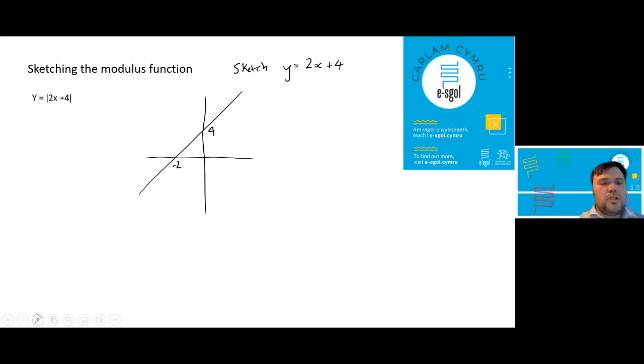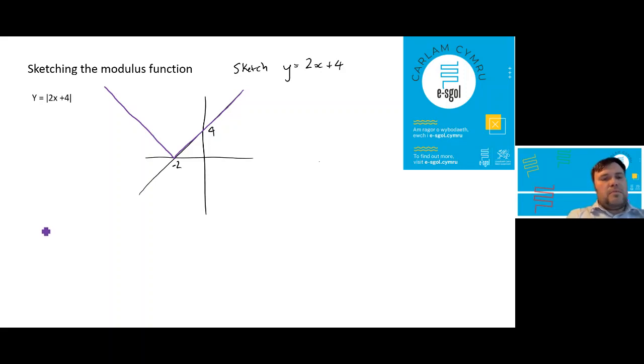If we were then going to sketch the modulus of that, what the modulus means is it doesn't want anything to be negative. So at this stage, this comes straight down here like so. It hits the axes and it bounces off in this direction. So it becomes a V shape. So then the purple line would be the modulus.